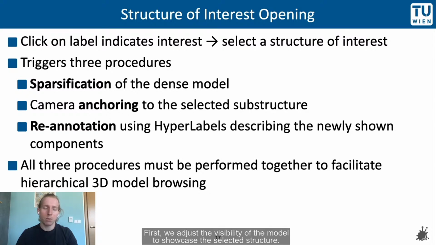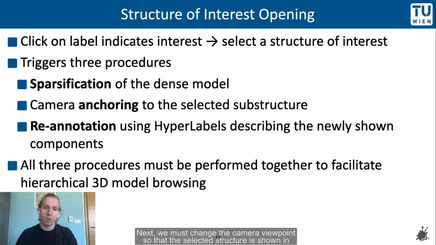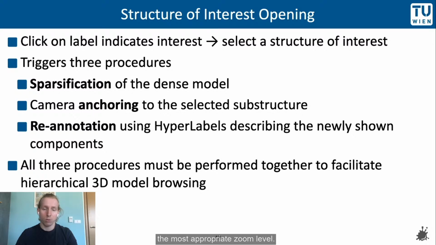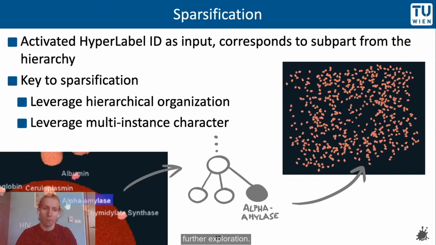First, we adjust the visibility of the model to showcase the selected structure. We are making the dense model on purpose more sparse. That's why we call this step sparsification. Next, we must change the camera viewpoint so that the selected structure is shown in the most appropriate zoom level. We therefore anchor the camera onto the selected object. Finally, we re-annotate the model with hyperlabels describing the current level. All these 3 procedures must be performed together so that the model is prepared for further exploration.